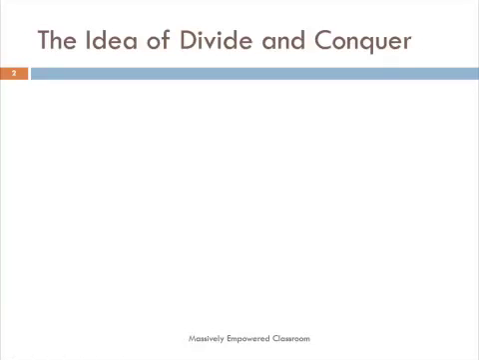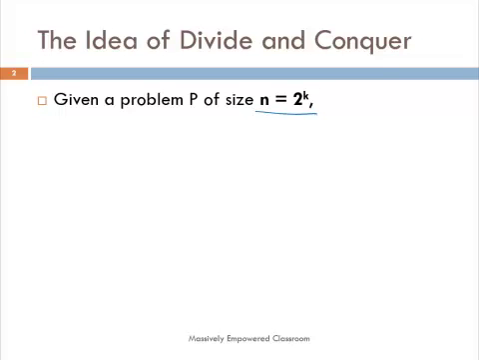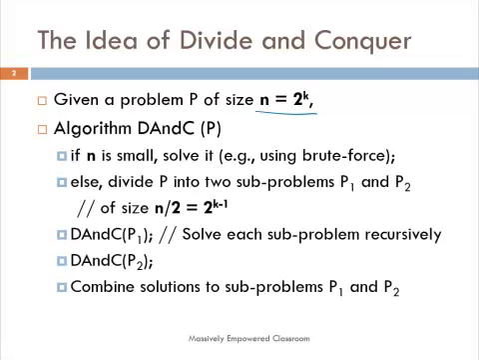So as we saw in the case of the defective coin problem, the idea of divide and conquer is, if we are given a problem P of size n, and for convenience let's say n is a power of 2, n is 2 to the power of k, what we do is in the algorithm D and C, as the textbook calls it, divide and conquer, given a problem P, we do two things. First, we see if n is small. What does it mean for n to be small? That really depends on the problem.